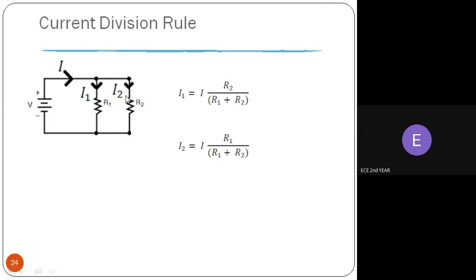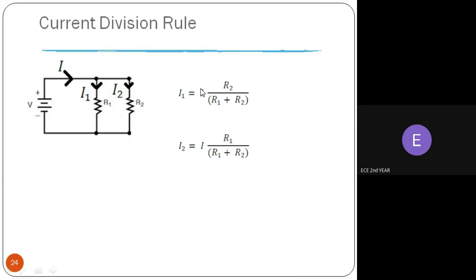The individual currents can be calculated with the help of the current division rule, and the formula is: individual current is equal to total current into the opposite resistance divided by the total resistance. So here we'll calculate I1, the current flowing through the resistance R1.